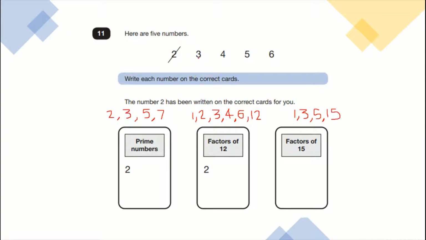3. 3 is a prime number, it's a factor of 12, and it's a factor of 15. 4 is a factor of 12, it isn't a factor of 15, and it isn't a prime number. 5 is a prime number, and it is also a factor of 15. 6 is a factor of 12. Your answer should look like this.